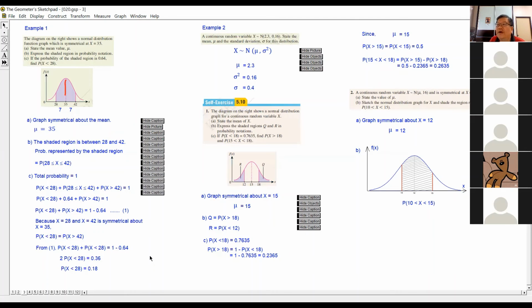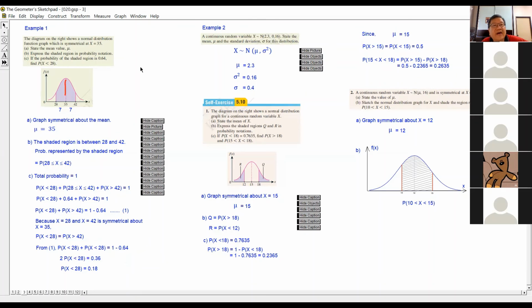Any questions so far? Any questions? Teacher, yes, why from here, wait, you use your pen. Yes, this one. Why become P probability X smaller than 28? Why both become the 28?